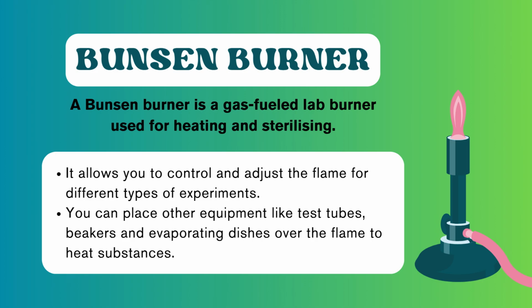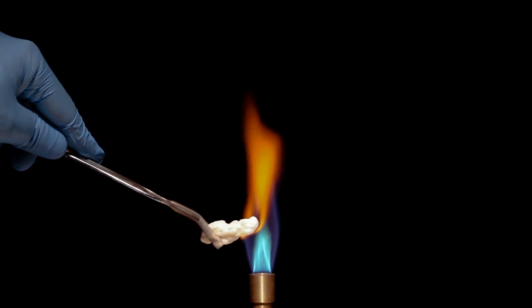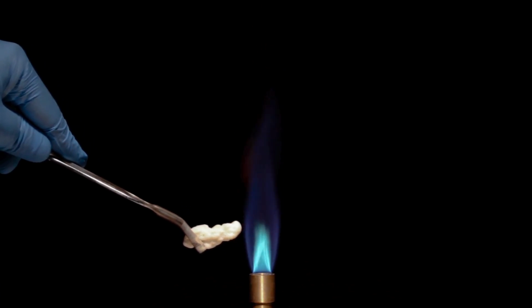Next is the Bunsen burner. This is a gas-powered burner used for heating and sterilizing substances. It allows scientists to control the flame depending on the experiment.